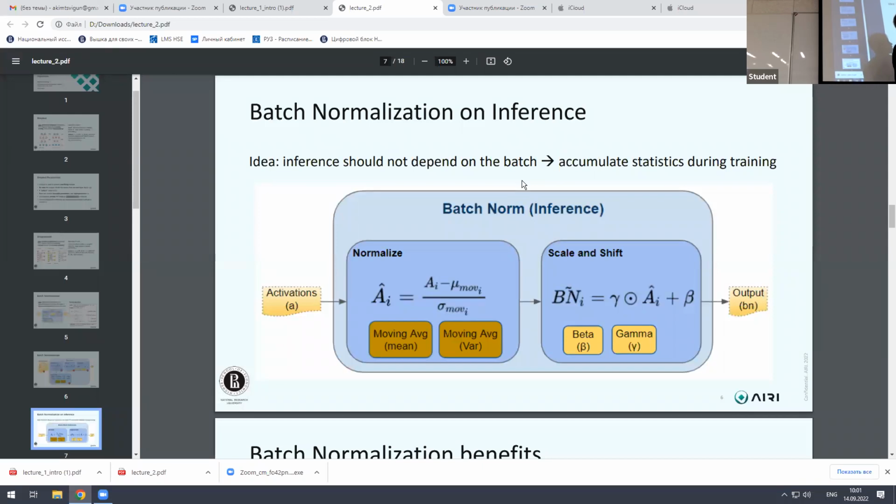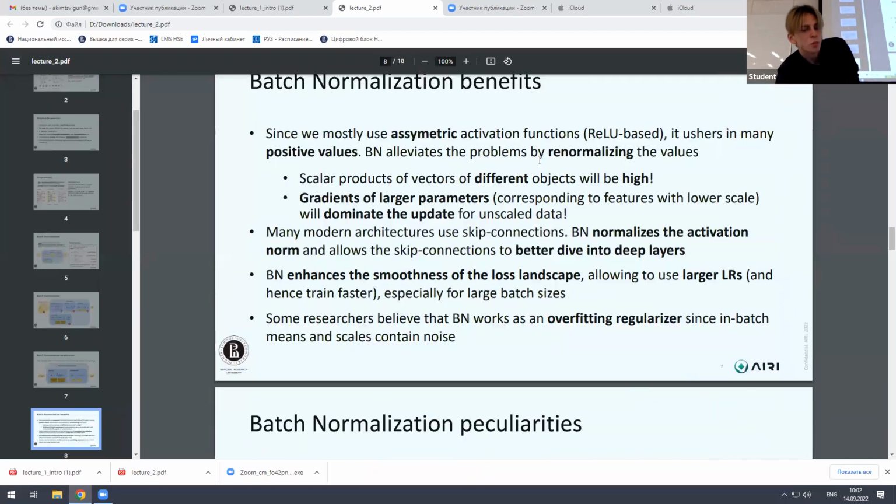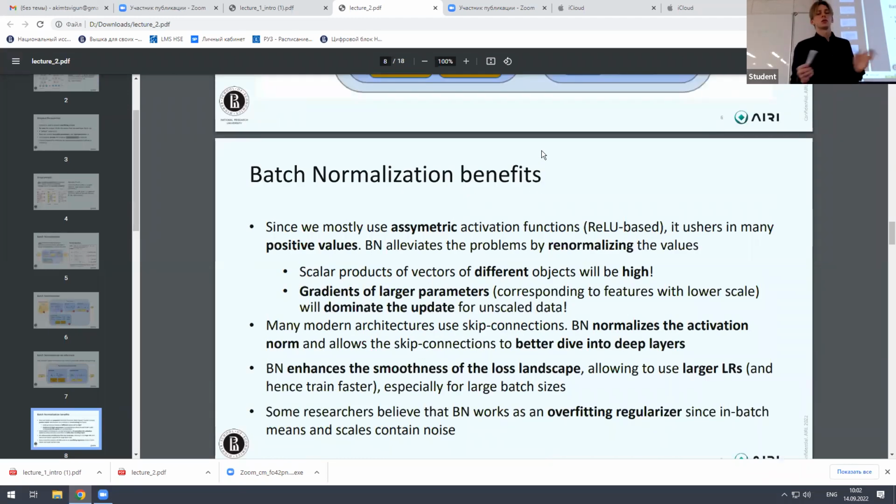So the total number of parameters in a batch norm layer is like: how many gammas we have, the same as the number of features. How many betas we have, the same as the number of features. So the total number of parameters is 2 multiplied by the number of features. That's the batch norm. Batch norm possesses a lot of benefits.